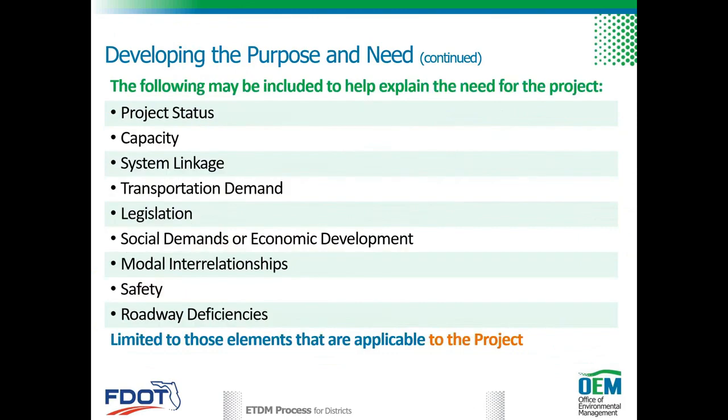The PD&E Manual, Part 2, Chapter 1, Project Description and Purpose and Need, provides instructions about what should be included in the explanation of project need. It is important that the discussion is concise and should only include the elements applicable to the project.